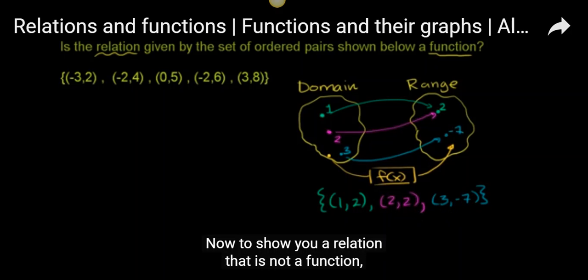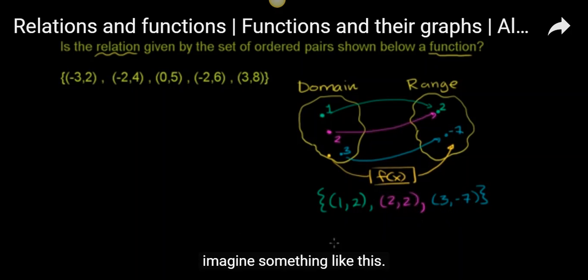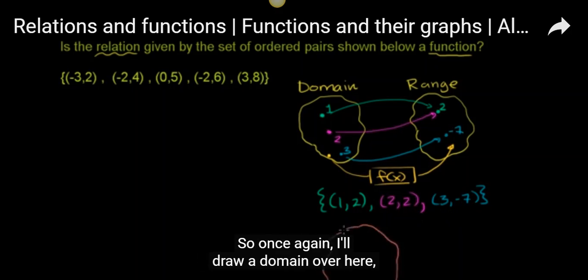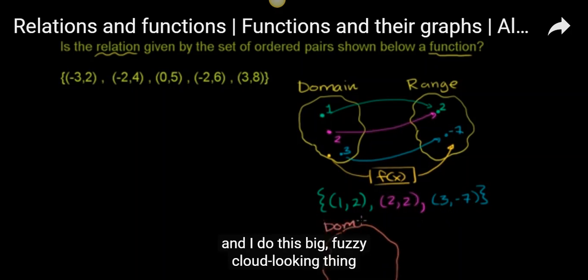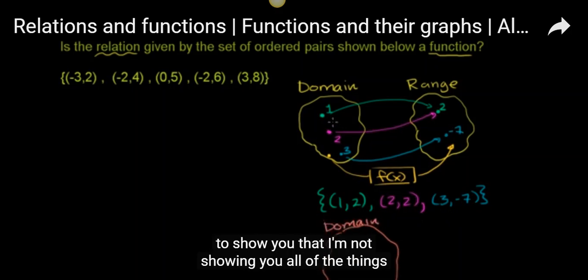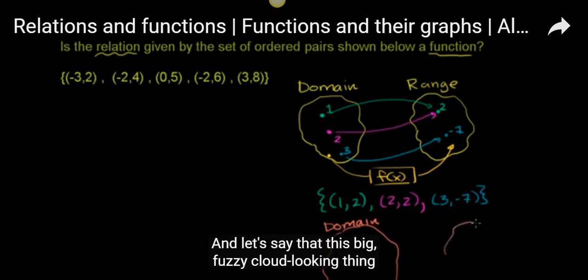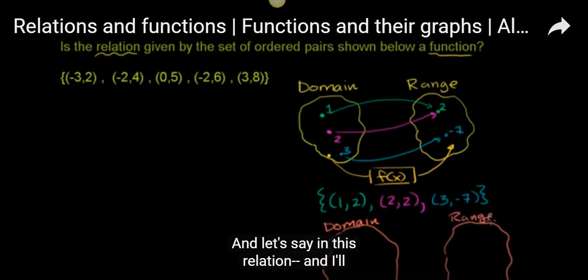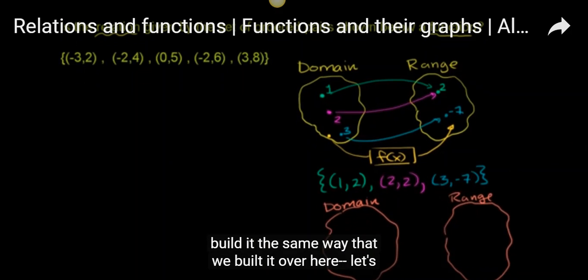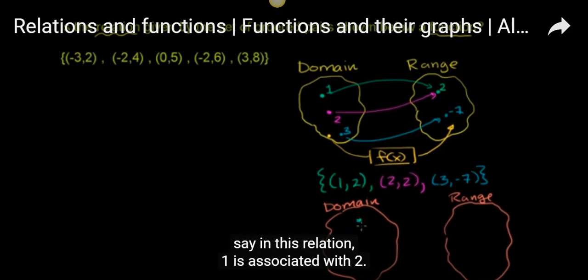Now to show you a relation that is not a function, imagine something like this. Once again, I'll draw a domain over here, and I do this big fuzzy cloud looking thing to show you that I'm not showing you all of the things in the domain. I'm just picking specific examples. And let's say that this big fuzzy cloud looking thing is the range. And let's say in this relation, and I'll build it the same way that we built it over here, 1 is associated with 2. So let's build the set of ordered pairs.